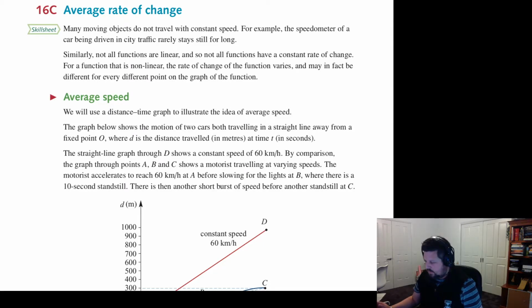Alrighty, welcome back to Fun Maths. Today we're looking at average rates of change, or average rate of change. And this is activity 16C.